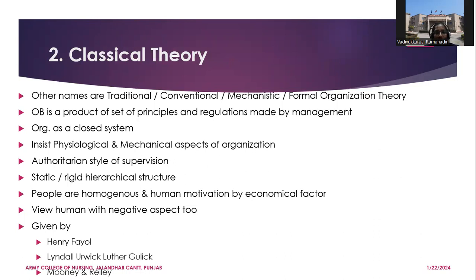Moving on to the classical theory. The classical theory is otherwise known as traditional theory or conventional theory, the mechanistic theory. And it is a formal organization theory. So we stick to the rules and regulations. That's all. If you have to do, you have to do. No other go. Organizational behavior is the product of a set of principles and regulations which is made by the management. So organization as a closed system. Here we are not giving any facility or something like that. These are the rules and regulations, and the leaders have to be like bureaucratic leaders. Insist on physiological and mechanical aspects of organization. So here, day by day, people would be like mechanized.